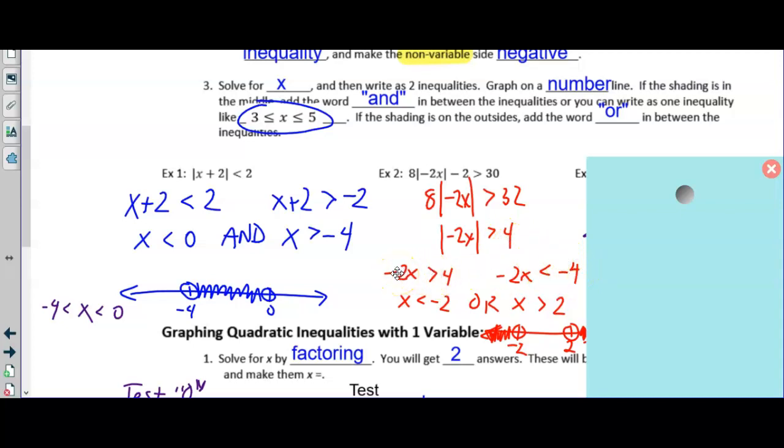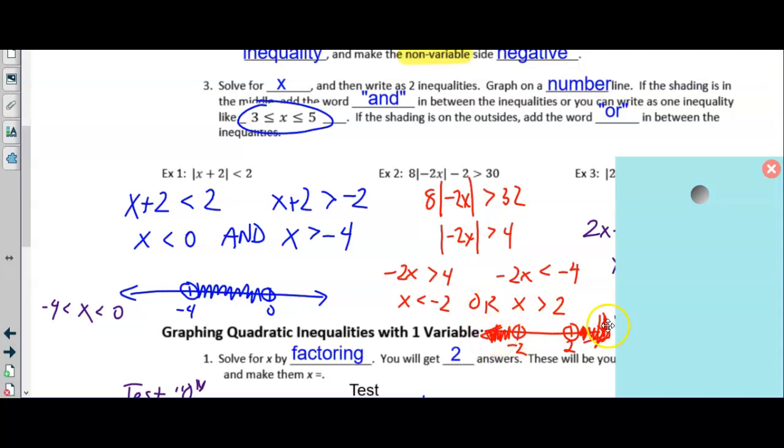When I divide by a negative, the sign flips over, so I get less than negative 2. This sign will also flip over, so I get greater than positive 2. It's impossible for a number to be both less than negative 2 and greater than positive 2. So you put or in the middle instead.